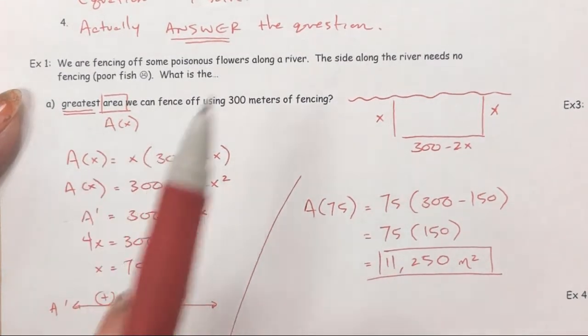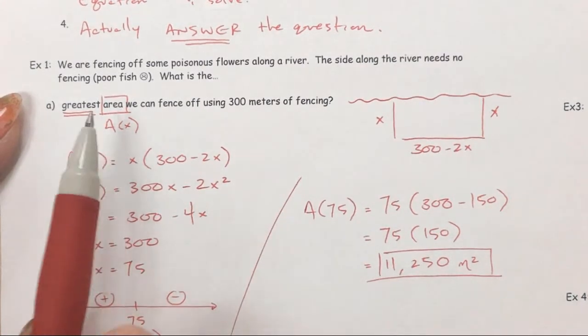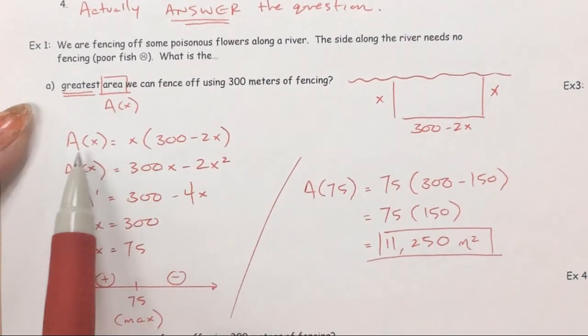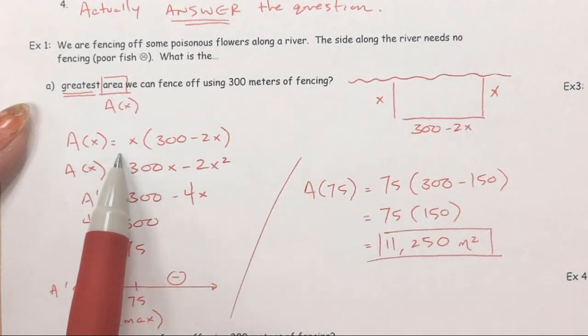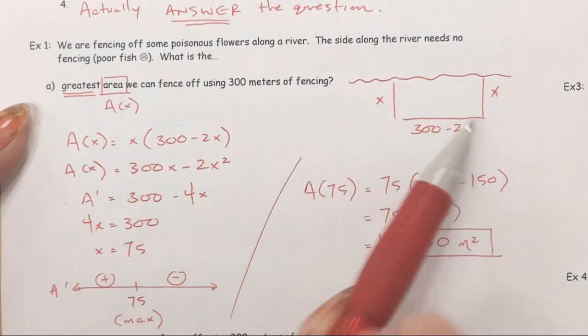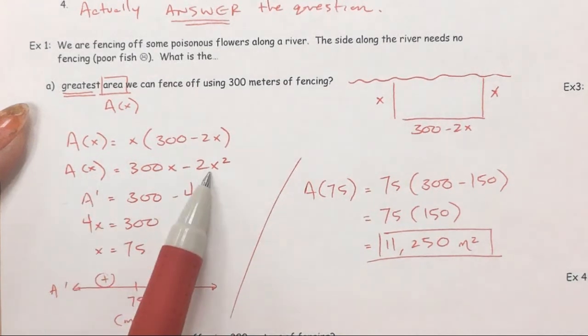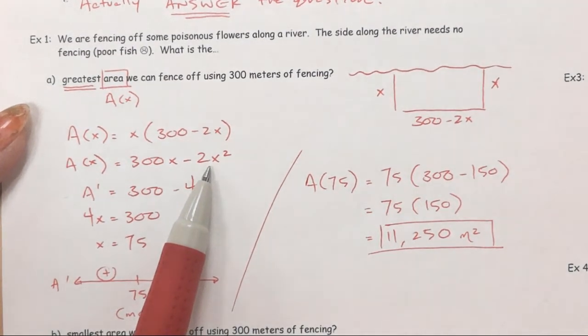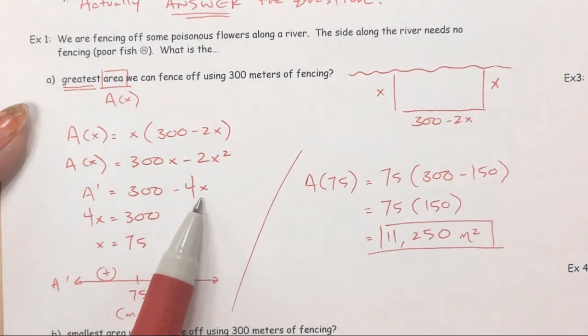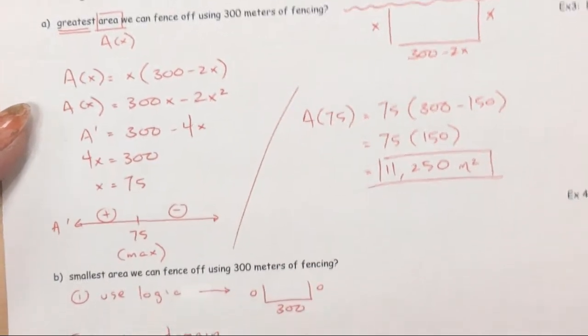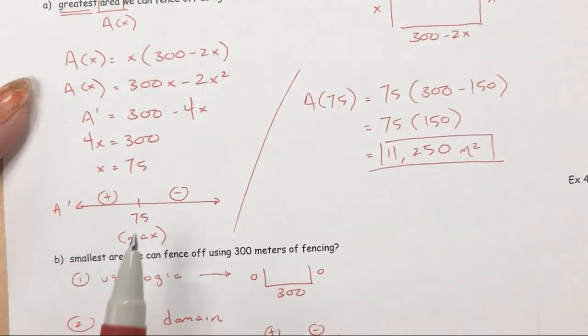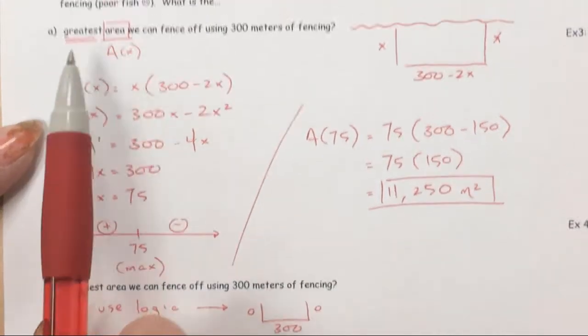So my one equation in one variable is going to be an area equation. Area is length times width. So I'm going to do area equals x times that. All right, I'm going to multiply it out. And then I take the derivative. So step 3 is take a derivative. All right, no problem. I take a derivative. And then you solve. So set equal to 0, solve, x equals 75. So I'm going to check that 75 is indeed a greatest.